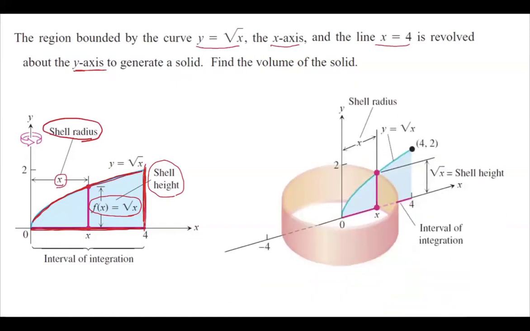This is your object now. You're revolving this about the y-axis. So we take this region and start revolving it about the y-axis. As you can see, when you're looking at the cross-section, the cross-sections are shells, cylindrical shells. Now let us set up the integral.